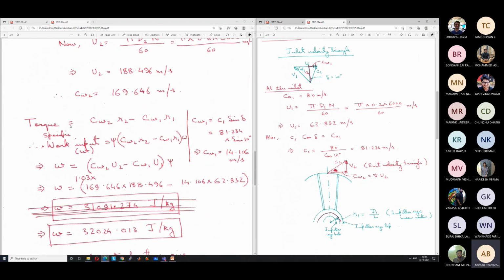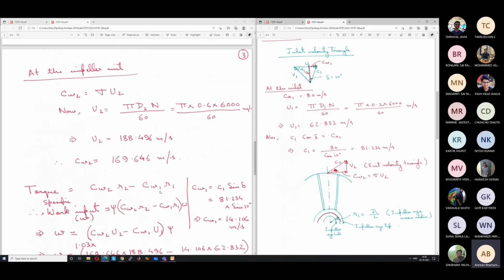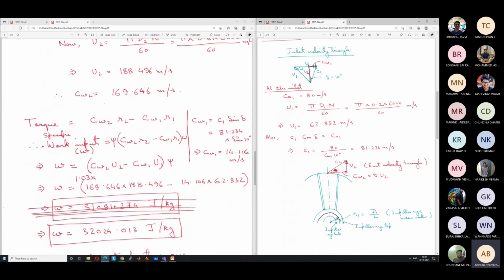So now the torque per unit mass flow is CW2 R2 minus CW1 R1. As I was saying, if there is inlet guide vane, we also have to include this part, CW1 R1. So CW1 is C1 sin delta, which is 81.234 into sin 10. You could have directly found also using CA1 tan delta. So anyway, CW1 is 14.106 meter per second. Once you calculate what is CW1, just replace the value.